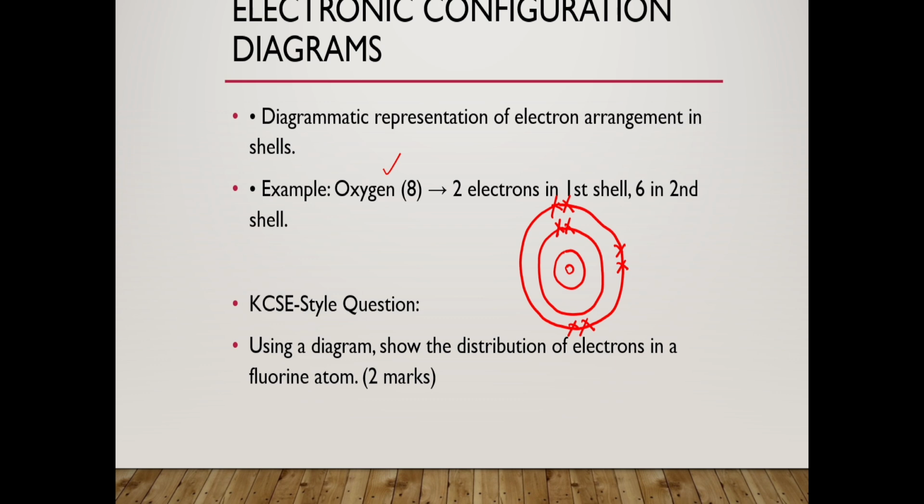Using a diagram which has shown it, this is just a question for you. Find time to do it by yourself. Using a diagram, show the distribution of electrons in a fluorine atom. I'm just giving a hint.